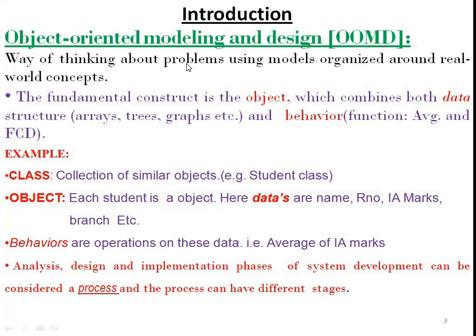A way of thinking about problems using models organized around real-world entities. The fundamental construct is the object. What do you mean by the object? It combines both the data structure and behavior. The data structure may be arrays, trees, graphs, and behavior may be operations, for example, average of the marks. This is one operation, draw, these are other operations. So an object combines both the data structure and behavior.